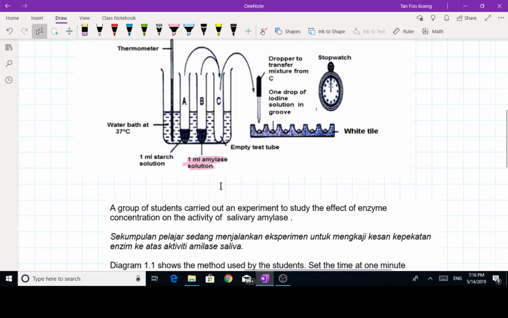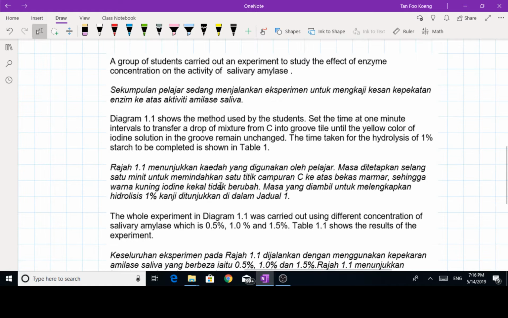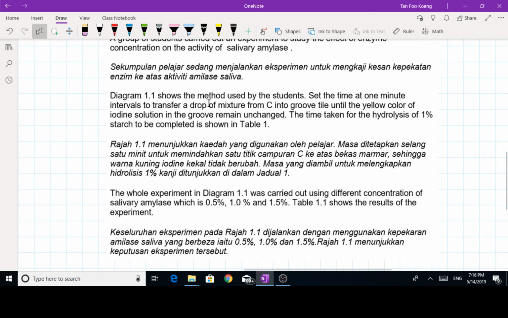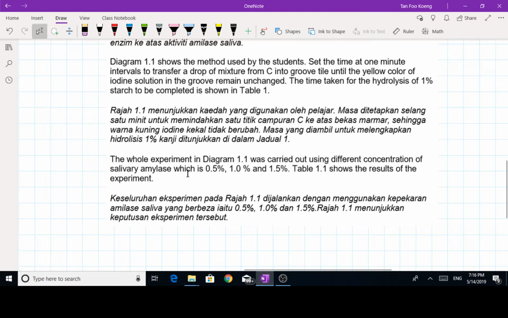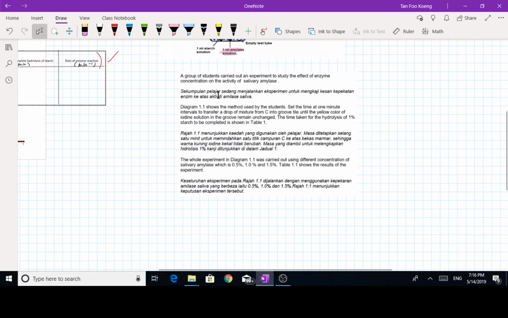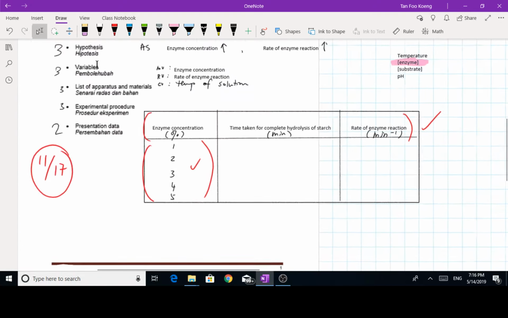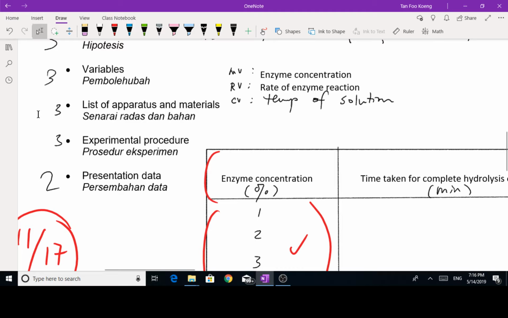Okay, now next one is procedure. Let's look at the procedure. What else do we need? Now, a group of students carry out an experiment to study about the effect of NV on RV. Then they set the time interval, so they need stopwatch. Good. Okay, was carried out. Yeah, we need salivary amylase at different concentration. Okay, so from the diagram together with the procedure, we will be able to perfect our list of apparatus and material. And this is how we are granted 3 marks for this.